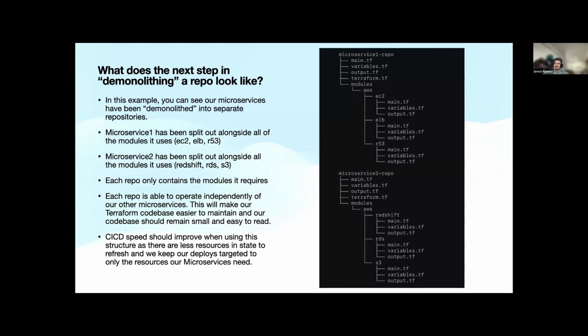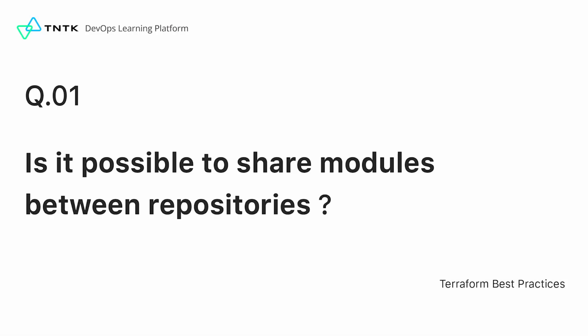With this repo structure, we should also notice our CI/CD speed improving. There's less resources to refresh and deploy each time. And in addition, we're only targeting the resources our microservice needs, which is going to reduce the blast radius that can potentially hit other microservices.